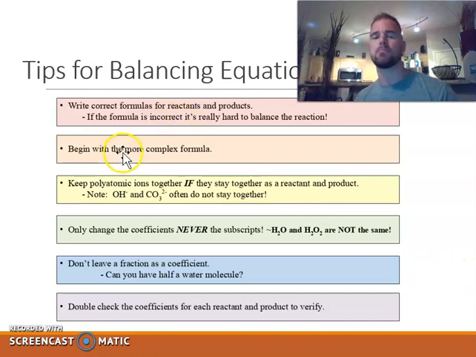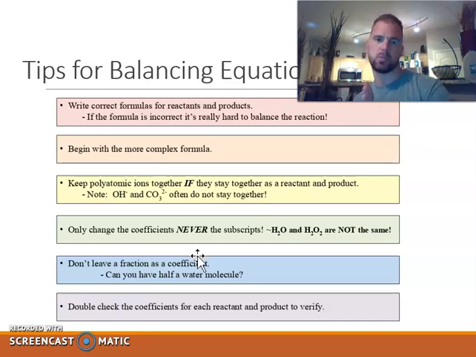Second thing, begin with the more complex formula. So when you're looking at a chemical equation, start with the formula that looks really complex and work your way from there. Keep polyatomic ions together. I'll come back to that in just a moment. Only change the coefficients. Never change the subscripts. We'll take a look at an example of that as well.